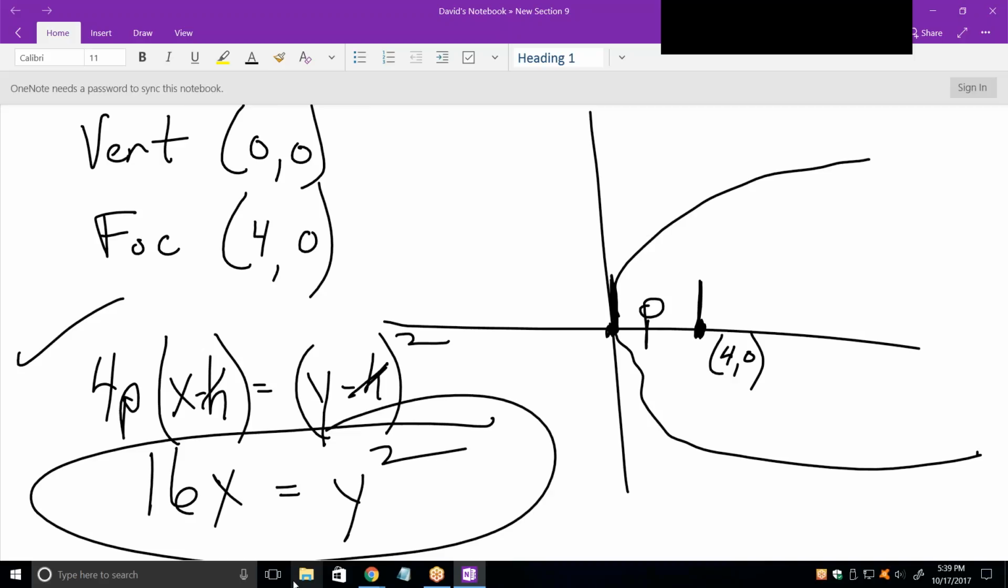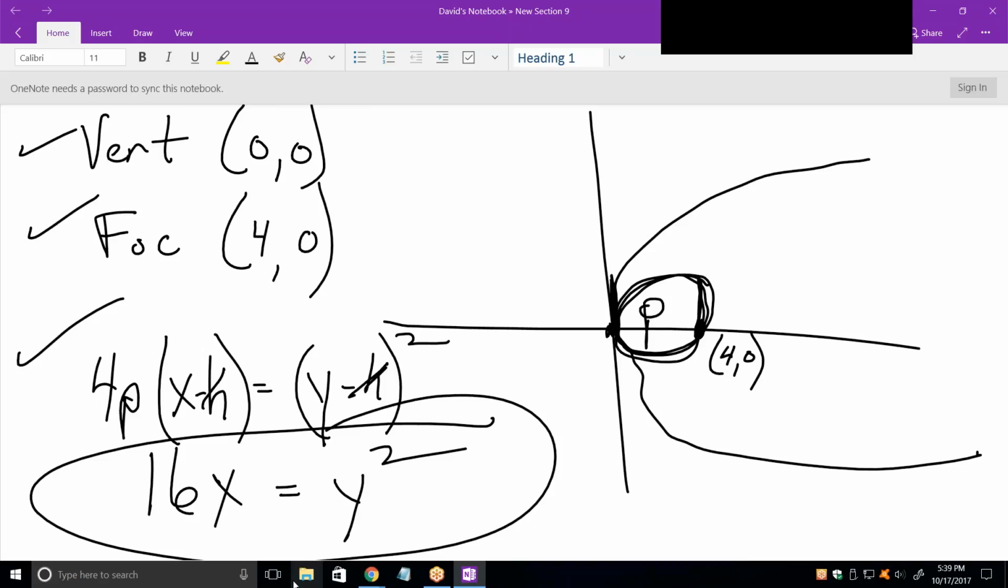If they gave me this equation, I would figure out that the focus had to be at 4 comma 0. All they've done is give us the vertex and the focus, and they want us to come up with the equation of that parabola. Once you know the focal length, that means P is 4. Plug it in, you get 16x.